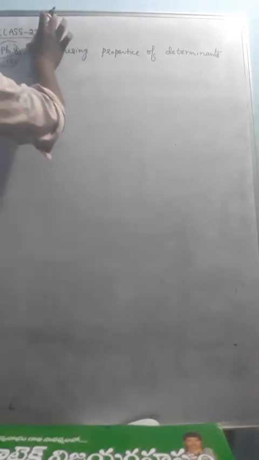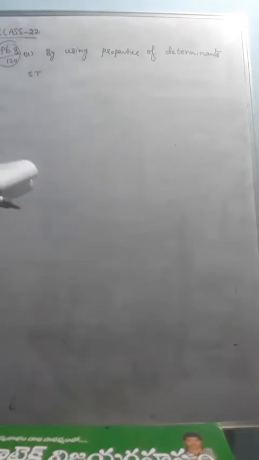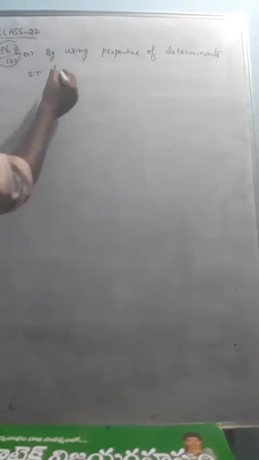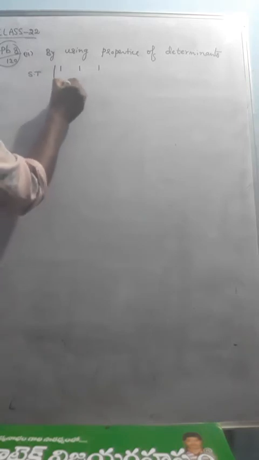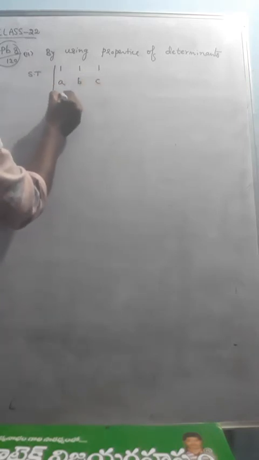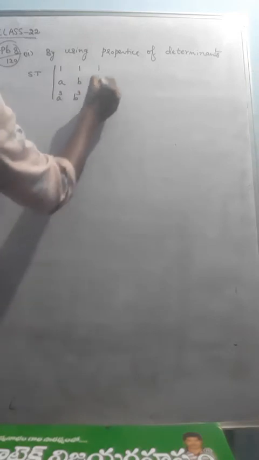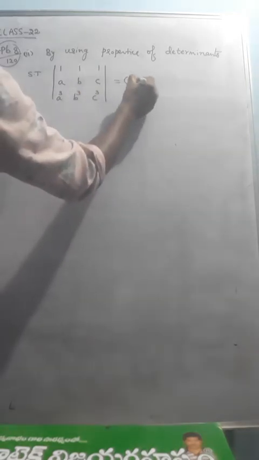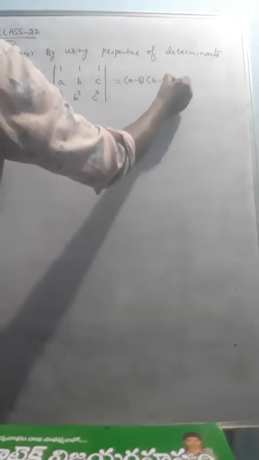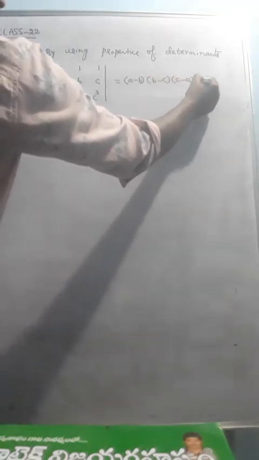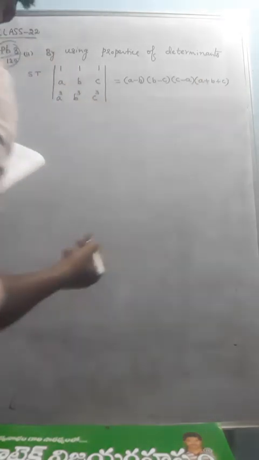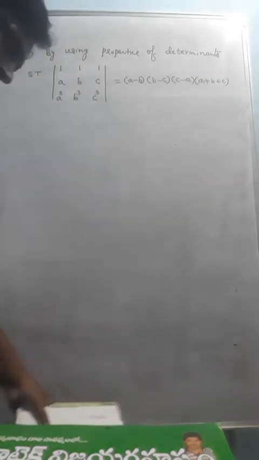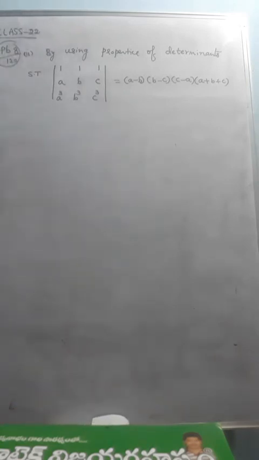Okay. Next, problem number 8, second one. By using properties of determinants, show that the determinant of 1 1 1, a b c, a cube b cube c cube is equal to a minus b into b minus c into c minus a into a plus b plus c. Okay, this is also a very important problem. Okay, write down.